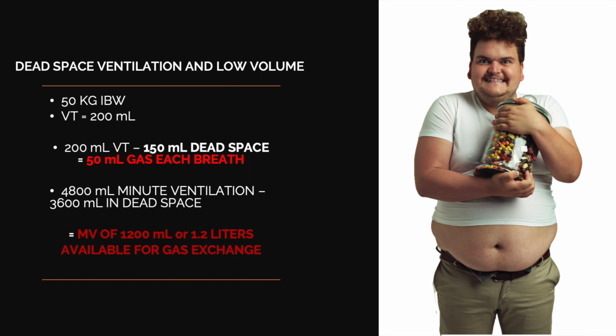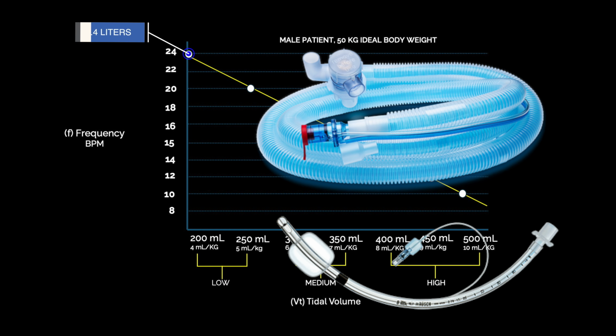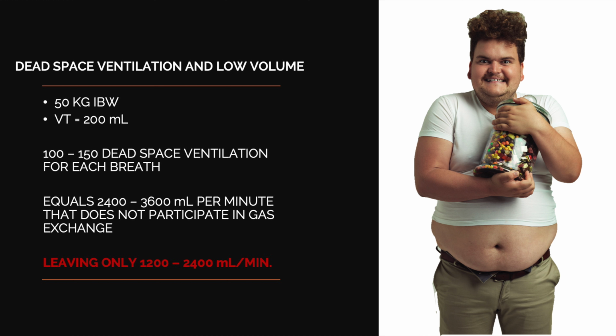An adult patient with a minute ventilation of 1.2 to 2.4 liters is inadequate. Since 1/2 or more of the intended volume is in the circuit, ET tube, and upper airways, it does not participate in gas exchange. The patient is likely inadequately oxygenated and rebreathing their carbon dioxide too.